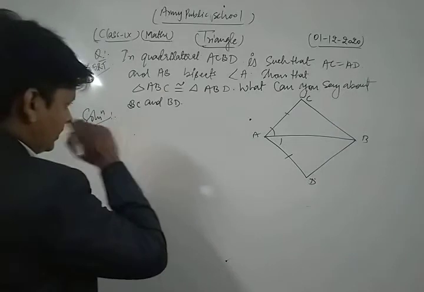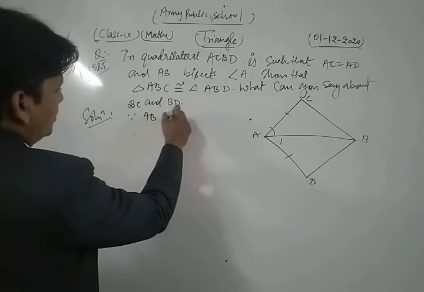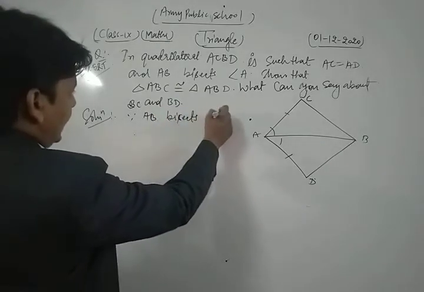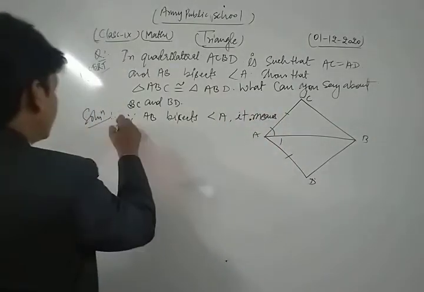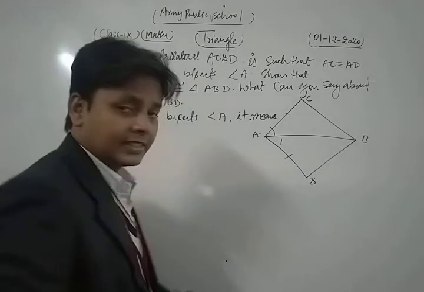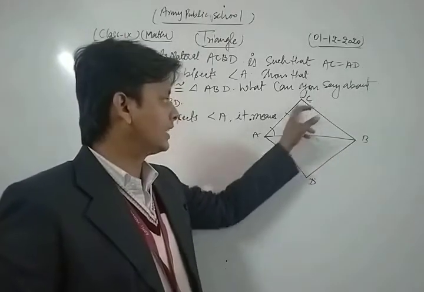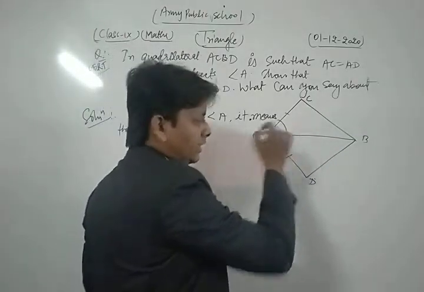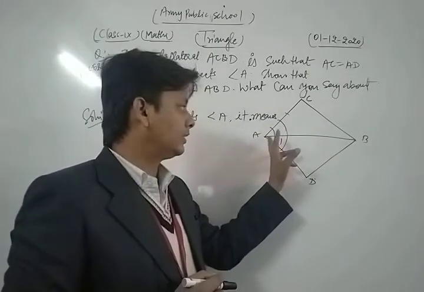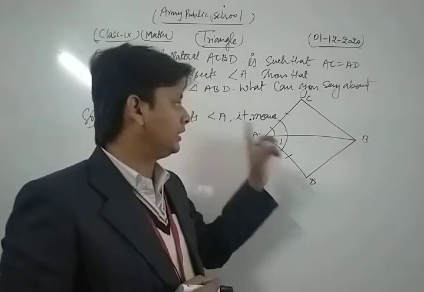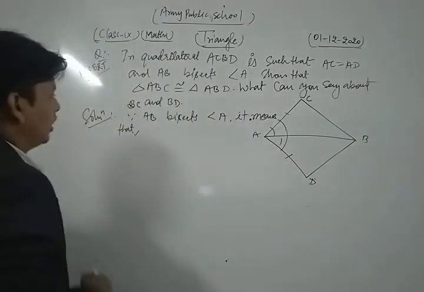First of all, we write since AB bisects angle A. What is the meaning of that? Here AB bisects angle A. This is the whole angle A. In that question, AB bisects angle A, it means that line segment AB splits or divides the angle A into two equal parts. This is the concept of a bisector.